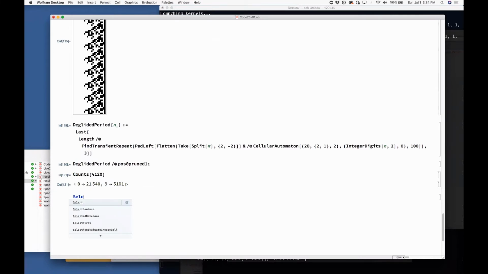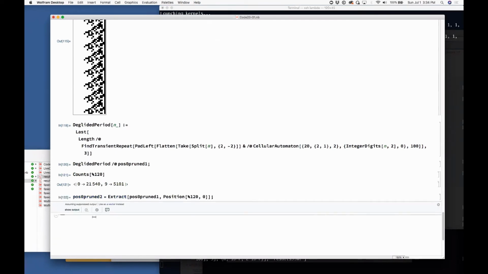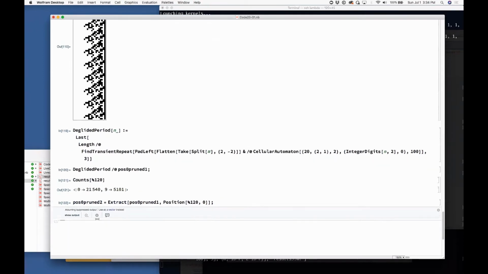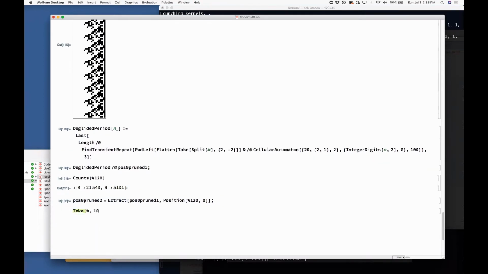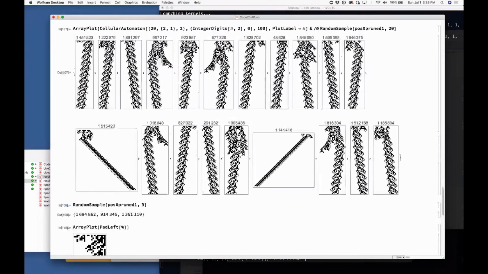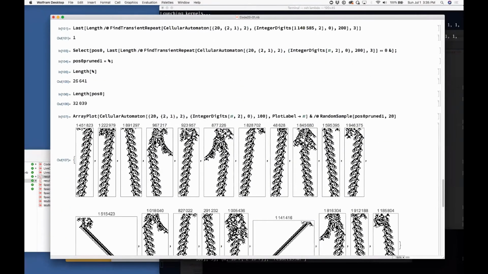Okay, so let's say select. Let's see, in %120, we want to say extract in pos0 pruned 1 of the position in %120 of 0. And that should give us the, so that's pos0 pruned 2 is that. So that should give us cases. So let's just take the first 10 of those. And now that is very funky. That is very funky. Let's see what's happening here.